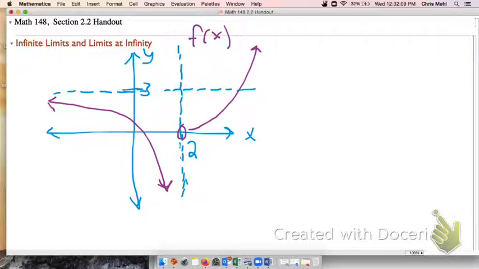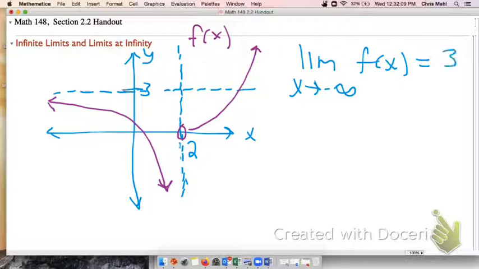So notice there is still a horizontal asymptote and a vertical asymptote. You could look at the limit on the left-hand side of this function. As you move more and more to the left, the function values are approaching 3. That's telling you that y equals 3 is a horizontal asymptote. So if a limit exists at infinity or minus infinity, that's telling you about a horizontal asymptote.